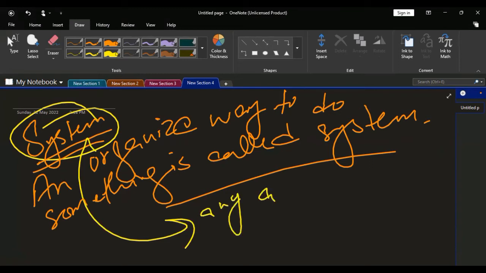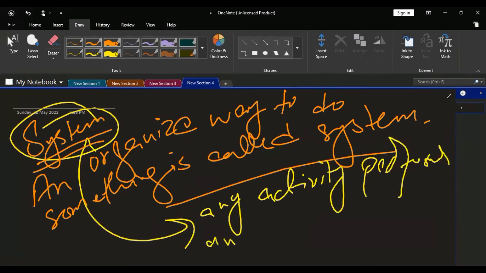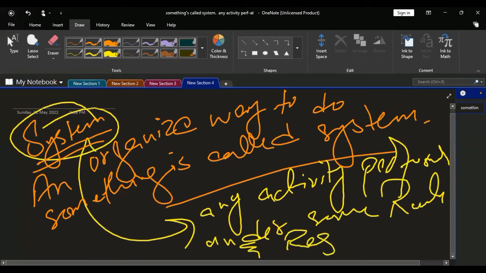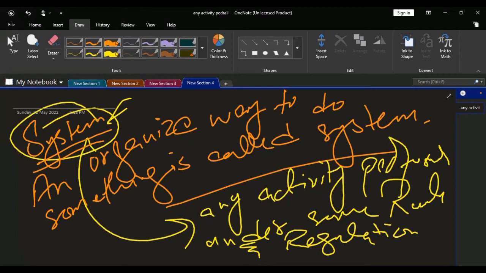Any activity performed under some rules and regulations is called a system. For example, if you want to study a book, then you have to make a specific timetable of when you are going to study that book and how much spare time you have available that you can allocate to reading. If you can utilize it at any time, then you have to make a plan and a timetable, and set aside a time for it.